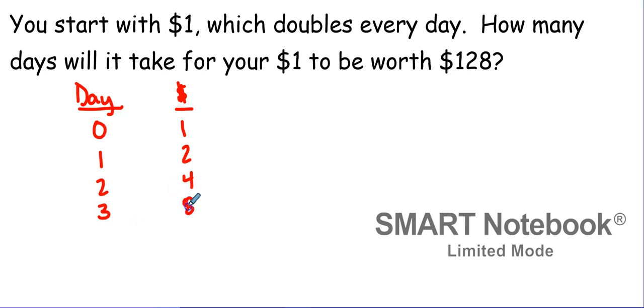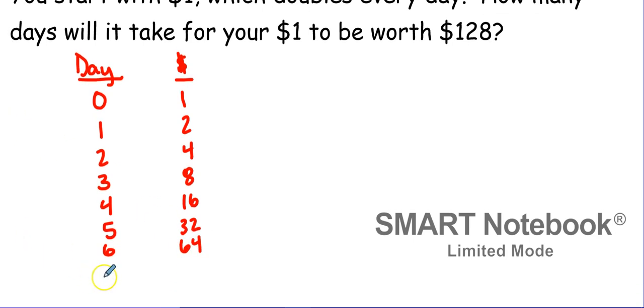3 days, it's 8. 4 days, 16. 5 days, 32. 6 days, 64. And 7 days, 128. So our answer to this question is 7 days. It takes 7 days for my $1 to turn into $128.